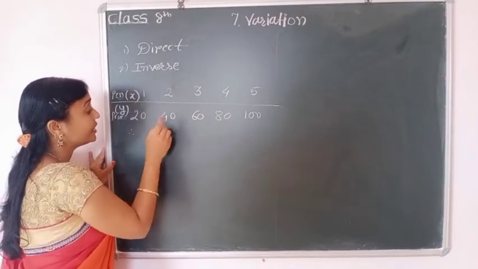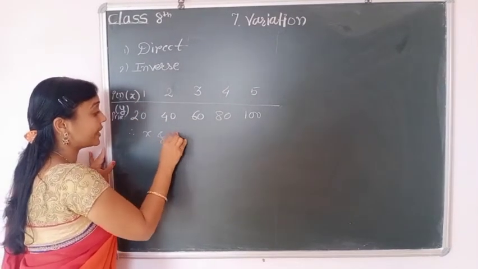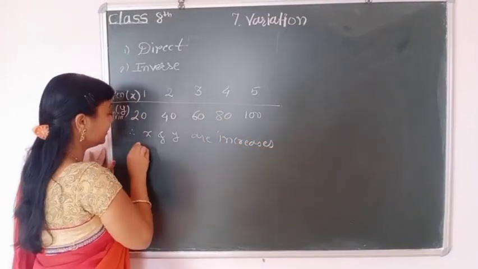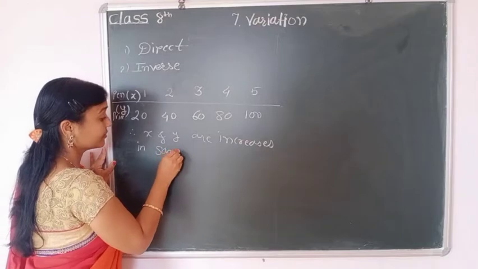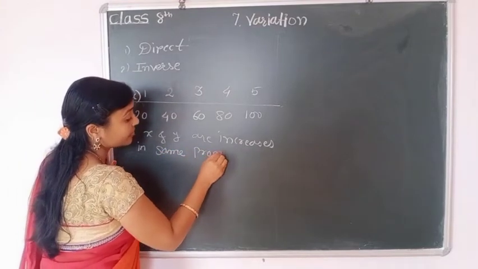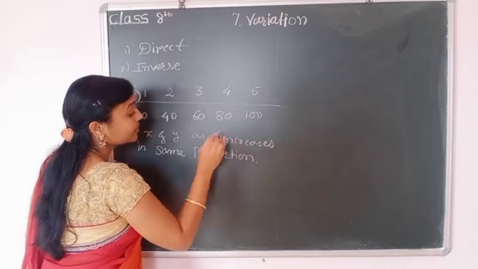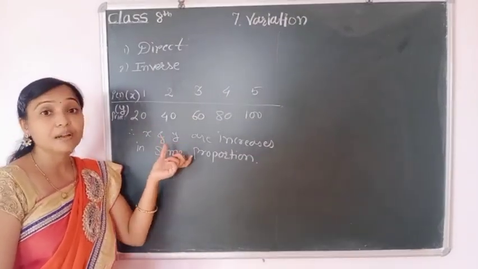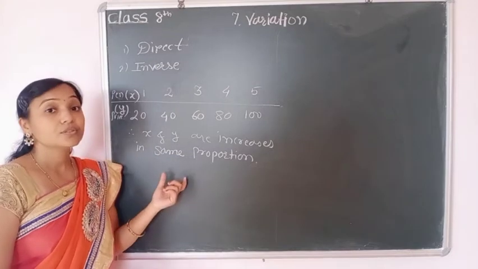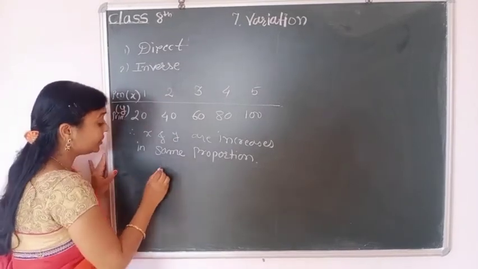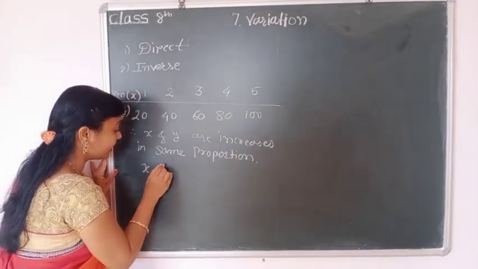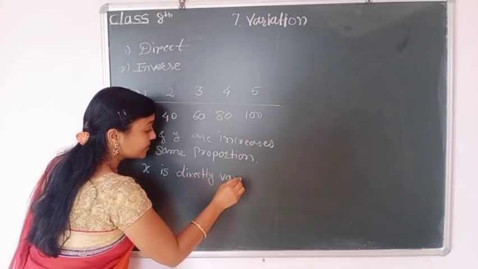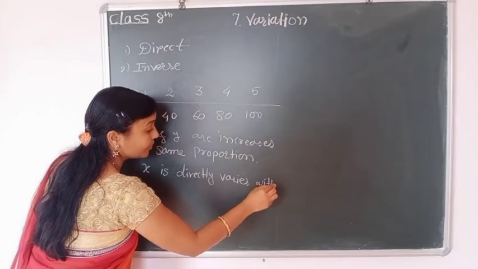Means when both quantities x and y increase in the same proportion, then there is a direct variation. This is the example of direct variation. So how do we denote direct variation? x varies directly with y.